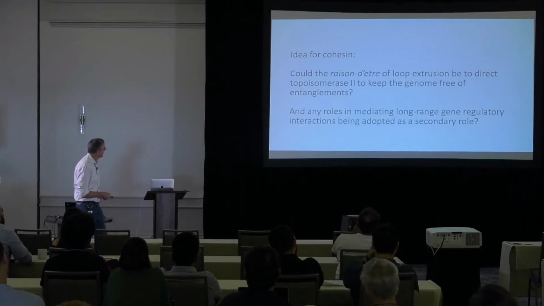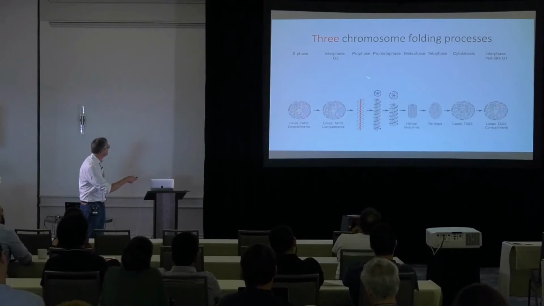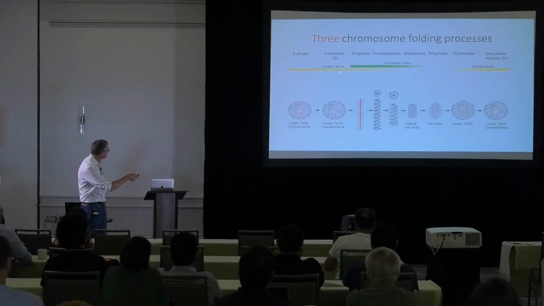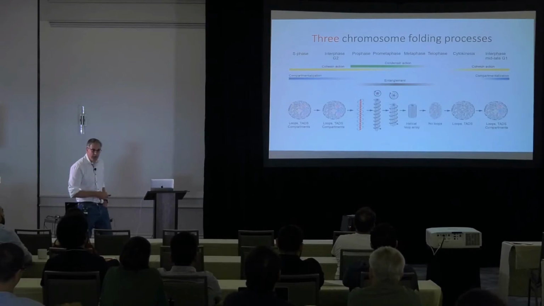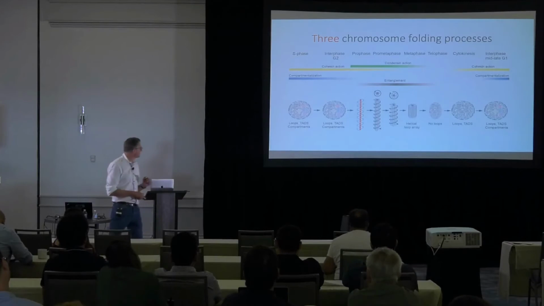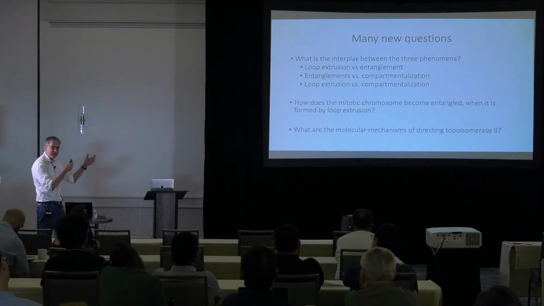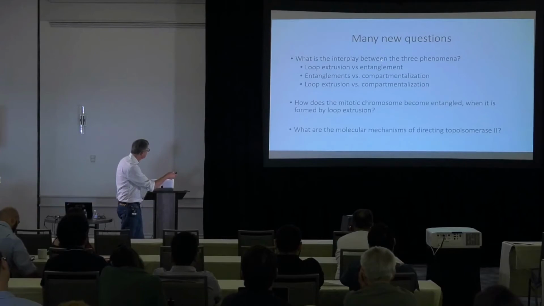Okay, just to summarize, we have three chromosome folding processes at least that we need to think about. During the cell cycle, we have this alternation between cohesin and condensin action. We have this alternation between compartmentalization and non-compartmentalization. And now we have this alternation between unentangled, entangled, and unentangled through the cell cycle. And there's, of course, lots of interplay between all these different structures. These are some of the questions we're currently looking at, like what is the connection between any of these three phenomena? I already showed you that loop extrusion affects entanglements. We think loop extrusion affects compartmentalization, and so on.